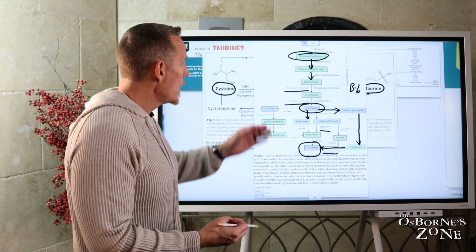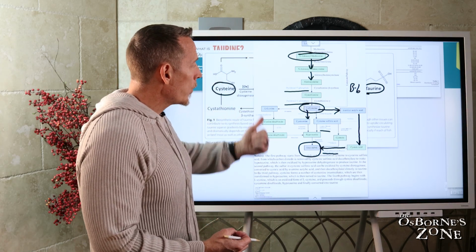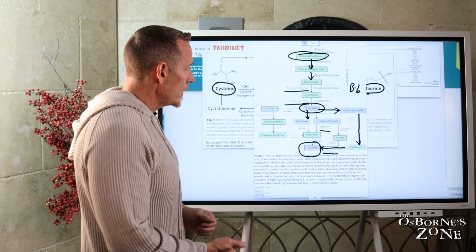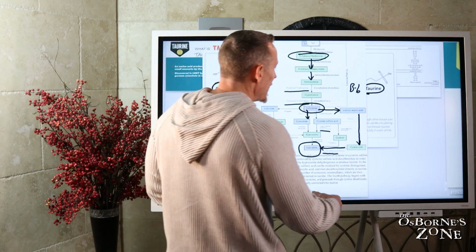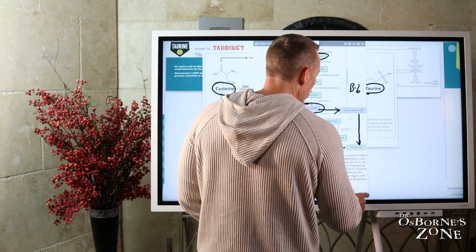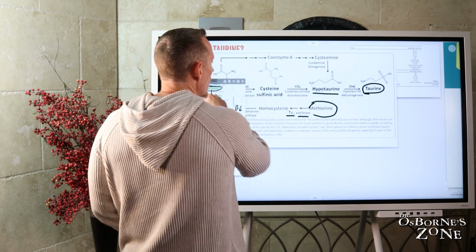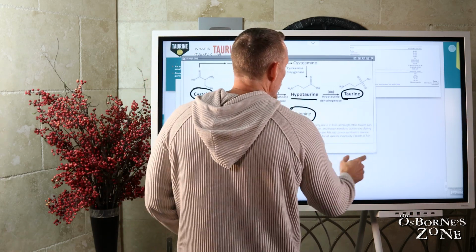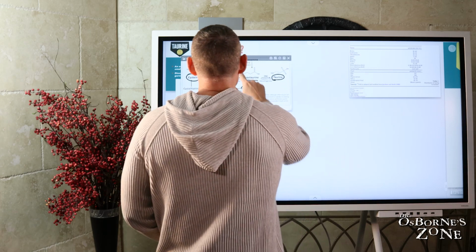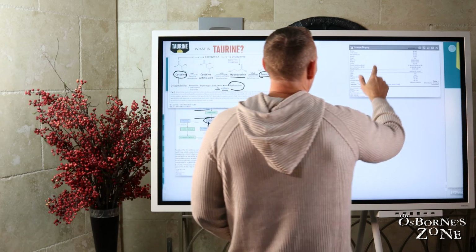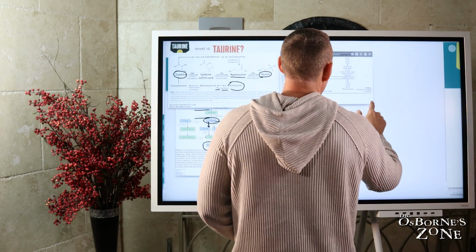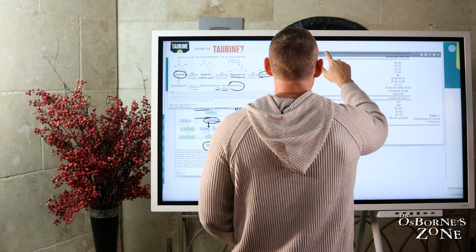So again, you need B6, you need B12, you need folate to produce taurine internally. So if your body is trying to synthesize its own taurine, you've got to have those B vitamins in order for that to happen. And if you don't, you're out of business, and then you're going to struggle with a lot of the diseases and other problems that are associated with low levels of taurine.